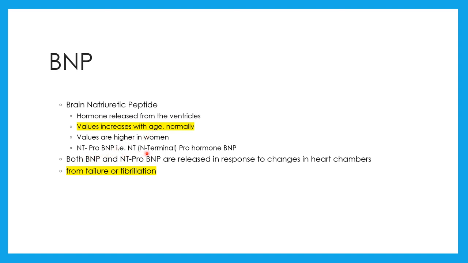NT-proBNP is N-terminal pro-hormone brain natriuretic peptide. Both BNP and NT-proBNP are released in response to changes in our chambers from failure or from any fibrillation, either atrial fibrillation or ventricular fibrillation, ventricular arrhythmia generally.